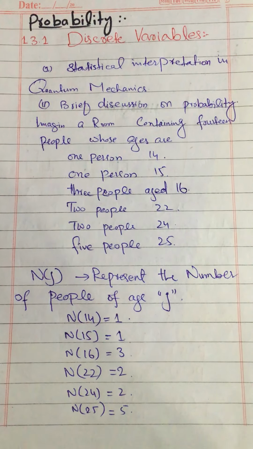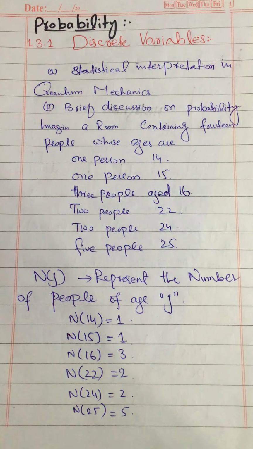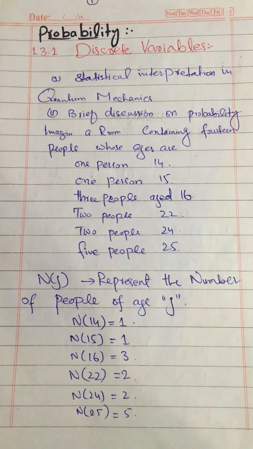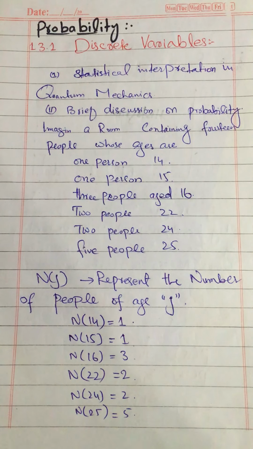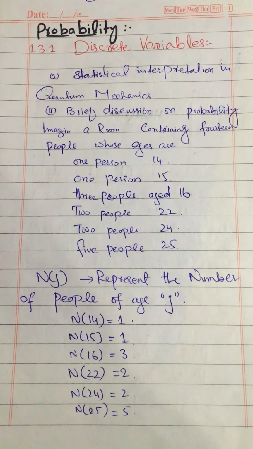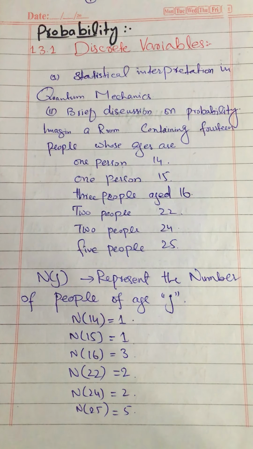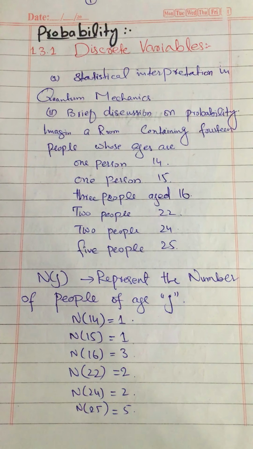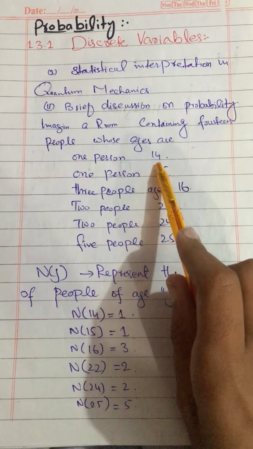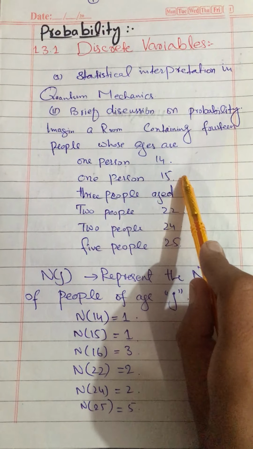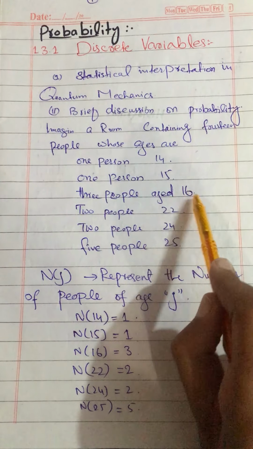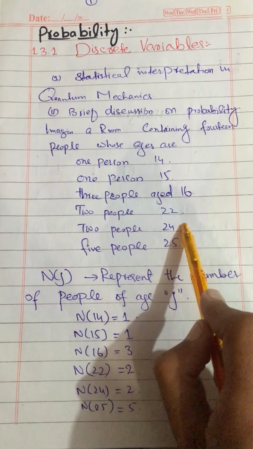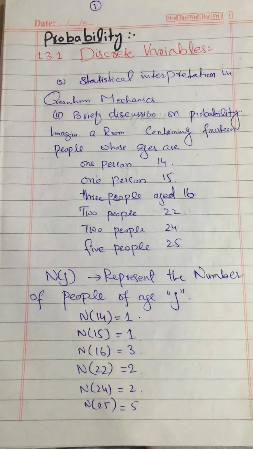We have discrete variables. First we take a discrete variable like 1, 2, 3, 4, not a continuous variable. Let's suppose we take an example that we have a room and there are some people of different ages. We have one person of age 14 years, one person of age 15 years, three people of age 16 years, two people of 22 years, two people of 24 years, and five people of 25 years.